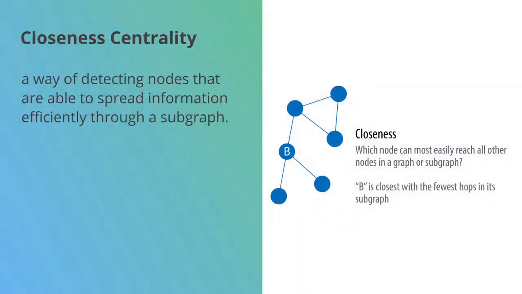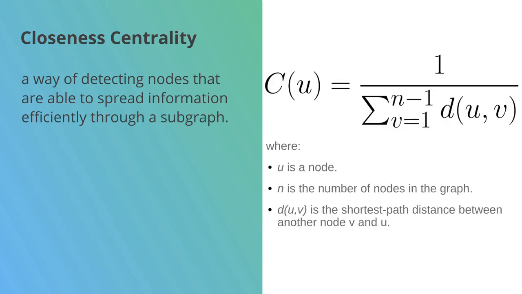The next one is closeness centrality. Here it's a way of detecting nodes that are able to spread information efficiently through a subgraph. Let's quickly have a look at the formula that's used to compute this. What we're working out is the number of hops from each node to every other node in the graph, and then we sum those up and divide 1 by that sum. What we get is what we call the average farness of a node, where a farness of 1 would mean that you can reach every node with 1 hop. So there's a direct link from you to every node, and then a lower number would mean that you're much further away. So the higher numbers are better here.